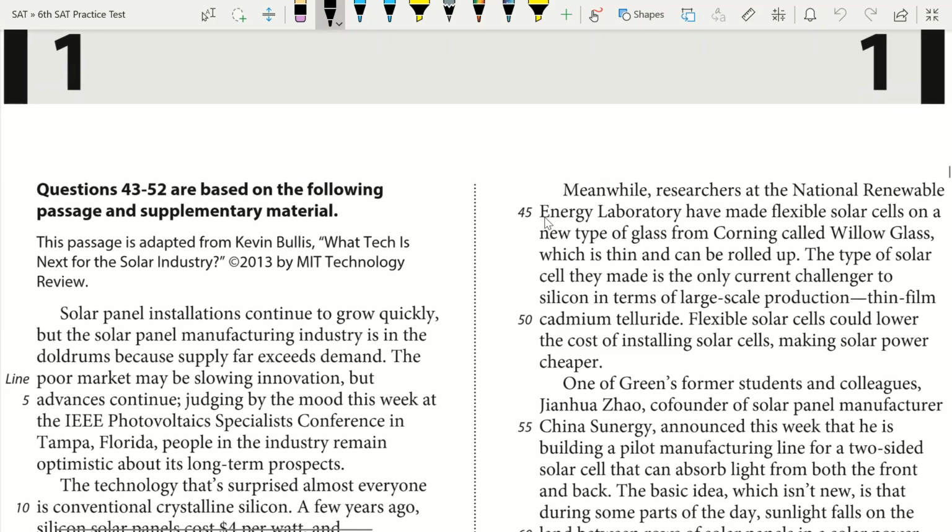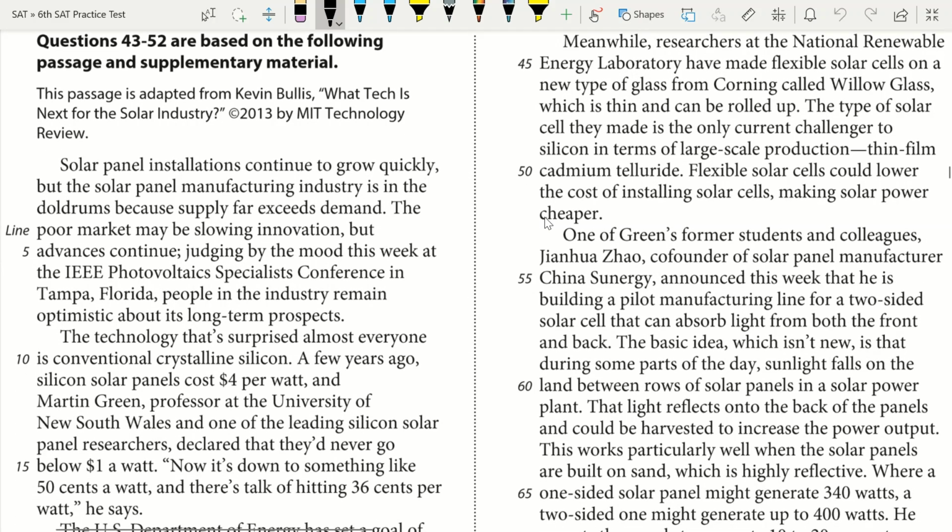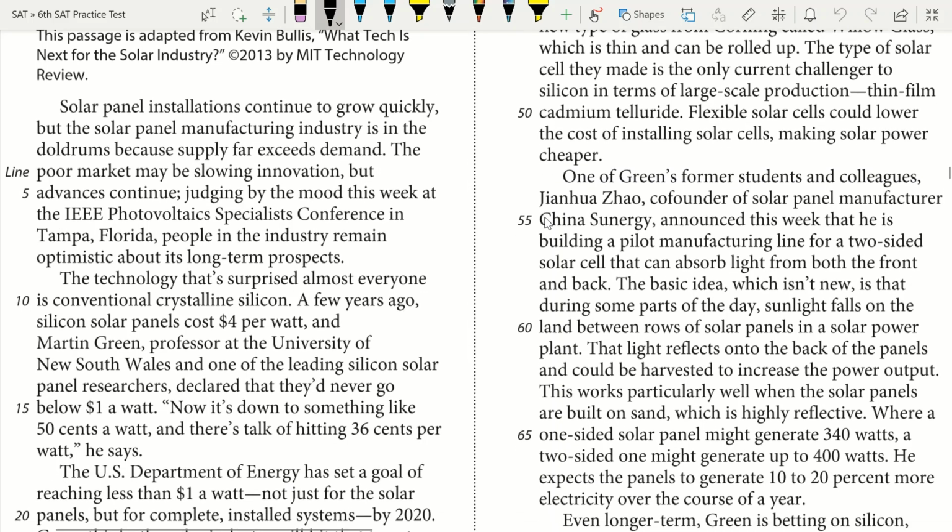Meanwhile, researchers at the National Renewable Energy Laboratory have made flexible solar cells on a new type of glass from Corning called Willow Glass, which is thin and can be rolled up. This type of solar cell they made is the only current challenger to silicon in terms of large-scale production. Thin film, cadmium telluride, flexible solar cells could lower the cost of installing solar cells, making solar power cheaper.